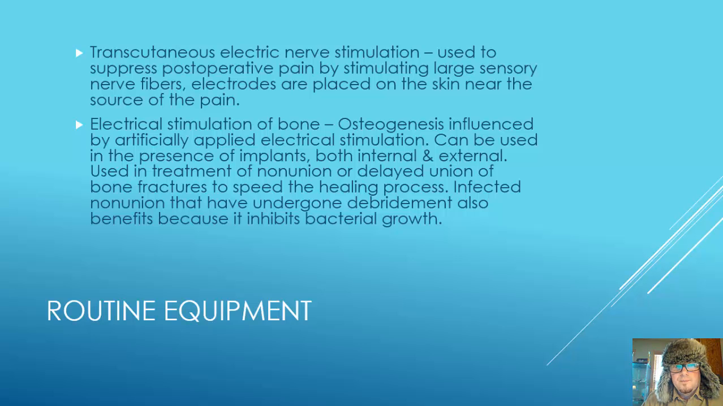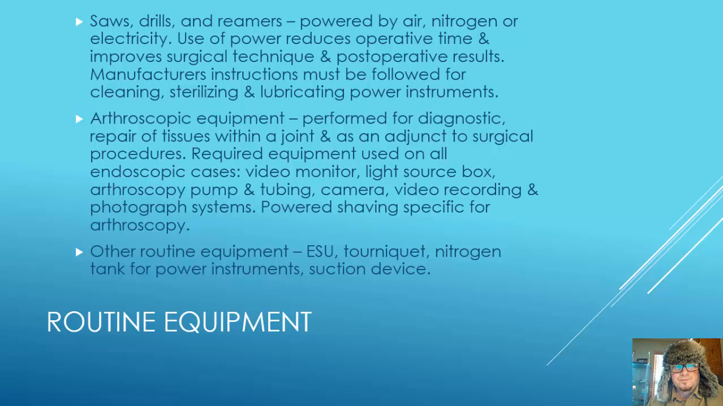Nerve stimulation. We like to stimulate sensory nerves, and they're generally placed on the skin near the source of pain. Kind of like voodoo stuff. I'm not so big on believing in it, but it's there. Transcutaneous electric nerve stimulation. Electrical stimulation of the bone is used when we're having some of those bad union problems, usually a delayed union, or after a debridement. We're trying to speed up that bone growth and get that wound healed a little faster.